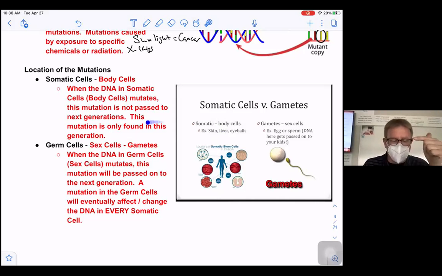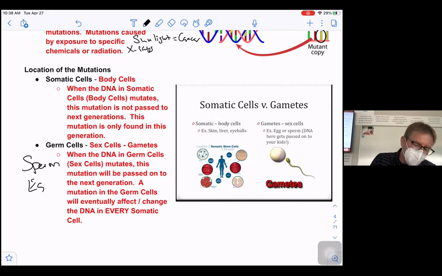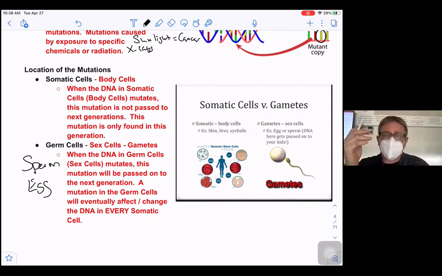When we get mutations that take place in the germ cells, remember the germ cells are either the sperm or the egg. When you get a mutation that takes place in the sperm or the egg cell, this one does get passed along to new generations, because remember, it's the sperm and the egg that's creating your offspring. So if we get a mutation in the sperm or the egg, that will get passed on to new generations. How do mutations happen, Quentin?